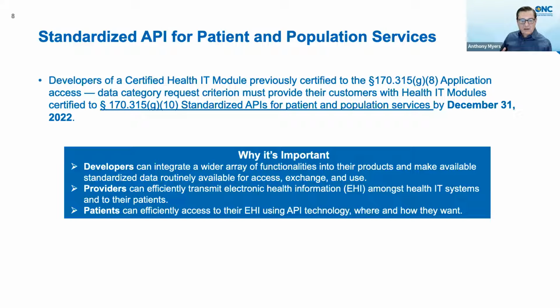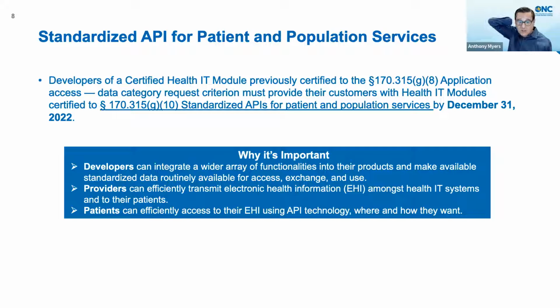So I'm going to talk a little bit about the standardized API for patient and population services. Scott Bahone of the Tools and Testing branch is going to later on in the presentation go through some clarifications and inquiries we received. But I'll just cover it. This is a new criterion, and so it does require testing through an authorized testing lab. The g10 certification criterion requires that health IT developers provide standardized access to single patient and multiple patient services via an API using HL7 FHIR. So the requirement here is that developers previously certified to g8 must provide their customers with health IT modules that are now certified to g10.